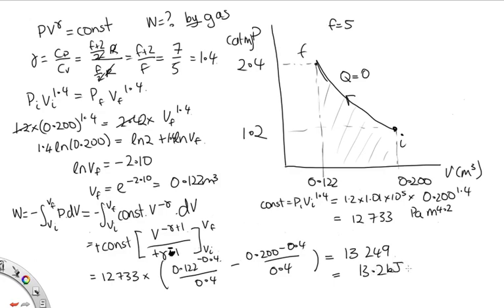That's the work done on the gas, which means that the work done by the gas is minus 13.2 kilojoules. Okay, and that's the answer to this question, and that's the end of the lecture.